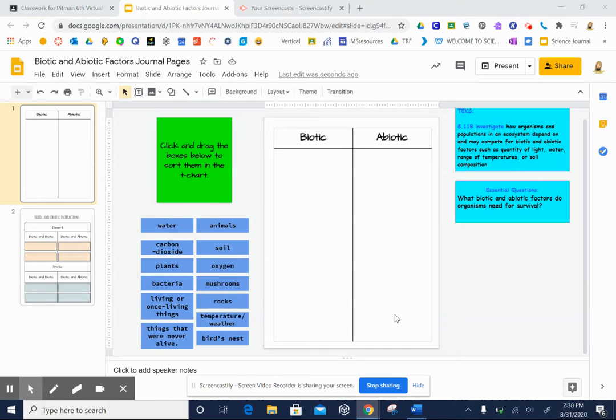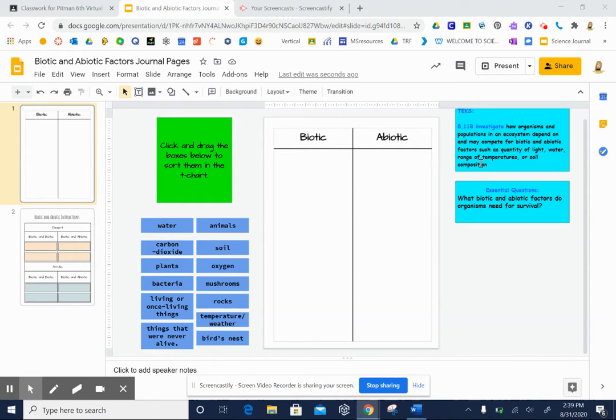Okay, the first page I want you to do is your biotic, abiotic sort. If you notice, my instructions are always in the green box. It says click and drag the boxes below to sort them in the T-chart. Over here, my blue boxes are going to be for my state standard and essential questions.